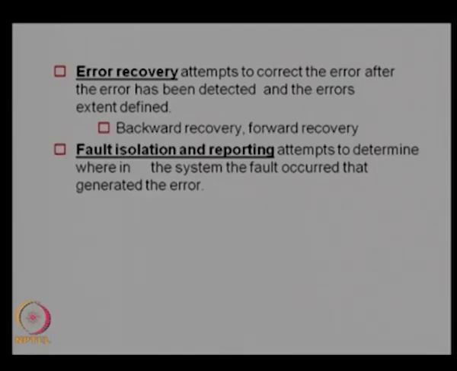And the last one is fault isolation and reporting, which attempts to determine where in the system the fault occurred that generated the error. So it looks for the fault in the system and sees from where that error occurred, and accordingly we can isolate that particular fault. So that is fault isolation and reporting.